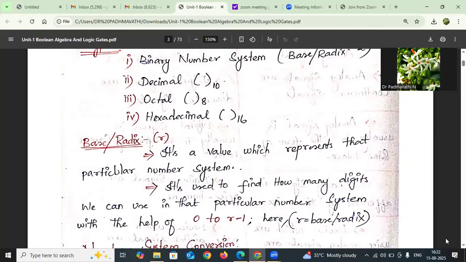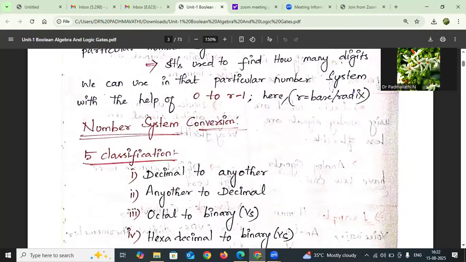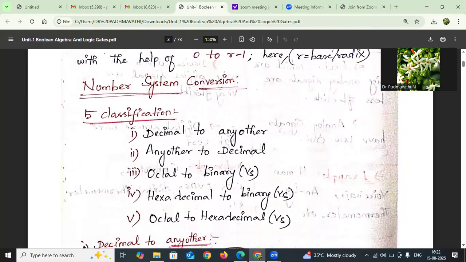Similarly for the octal number system. The number system conversion is based on five classifications: decimal to any other radix, or any radix to decimal, then octal to binary and vice versa, similarly hexadecimal to binary and vice versa, and octal to hexadecimal.